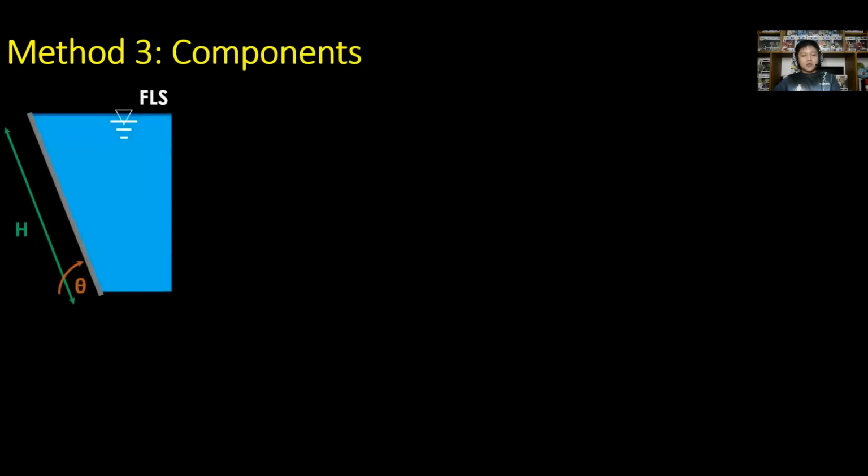And for the last method, we have method number 3, the components method. So let us determine the horizontal and vertical components of the resultant force F.